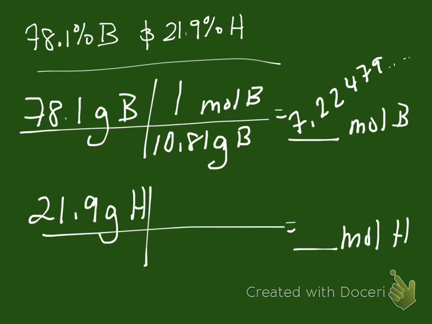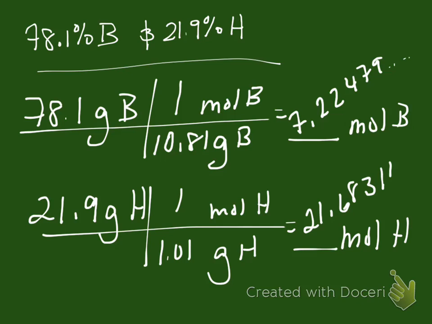7.22479, etc. Okay. Awesome. Well, how many moles of hydrogen do we have here? Again, grams of hydrogen per mole of hydrogen. 1 mole of hydrogen is how many grams of hydrogen? 1.01. So 21.9 divided by 1.01, what you got? 21.68316, etc. moles of hydrogen.